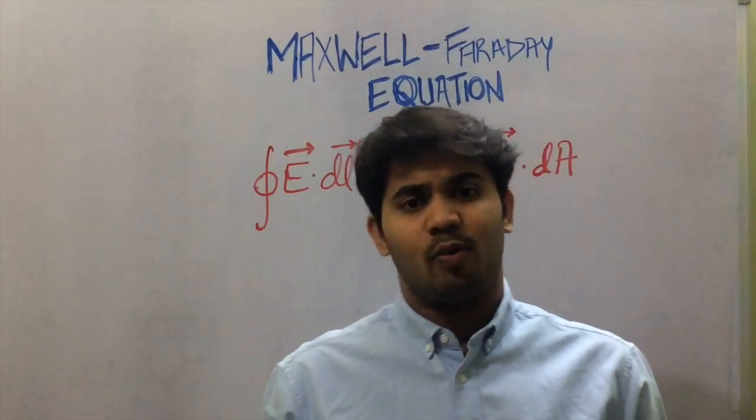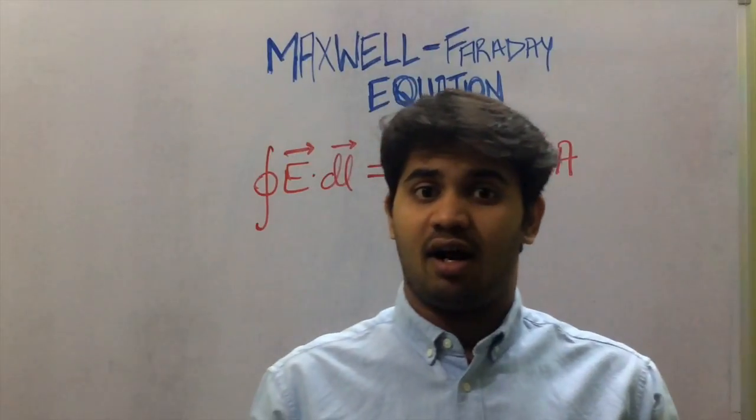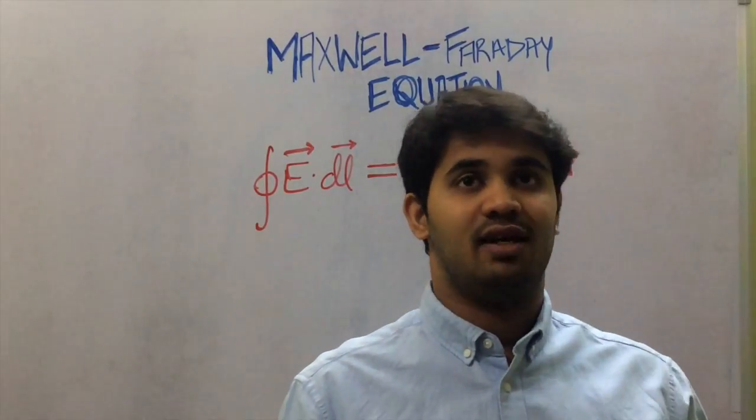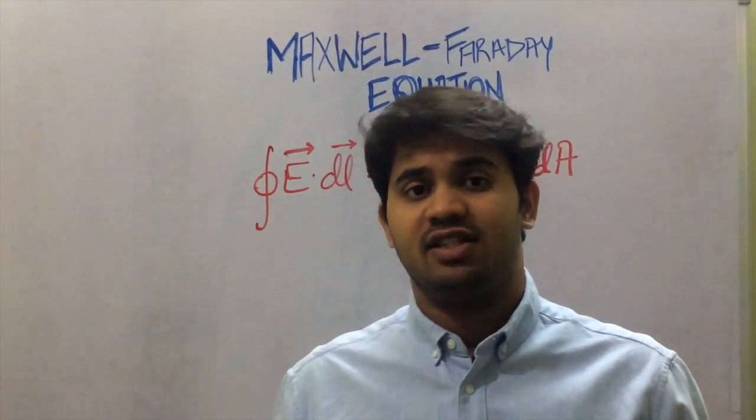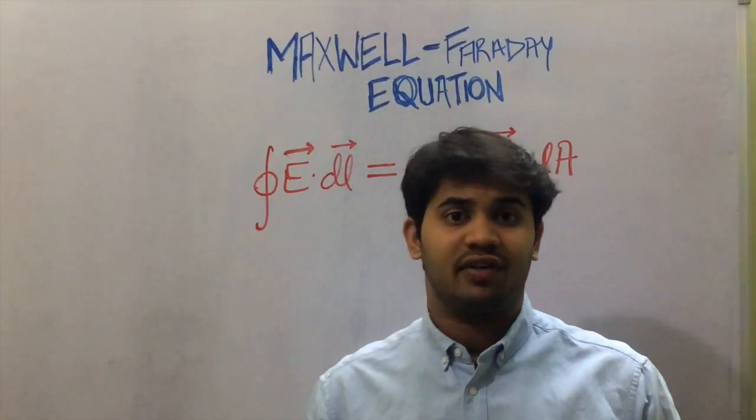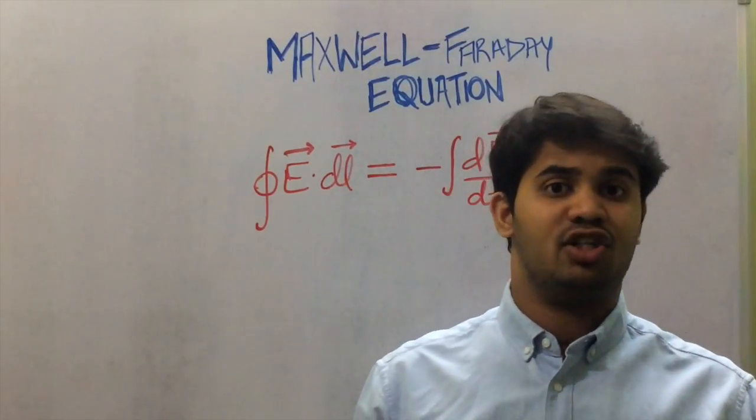So, the most common examples of this equation are very basic things that govern electricity in our homes and places, which are generators and transformers. But I think the best example would be an electric generator. So let's see how an electric generator works.